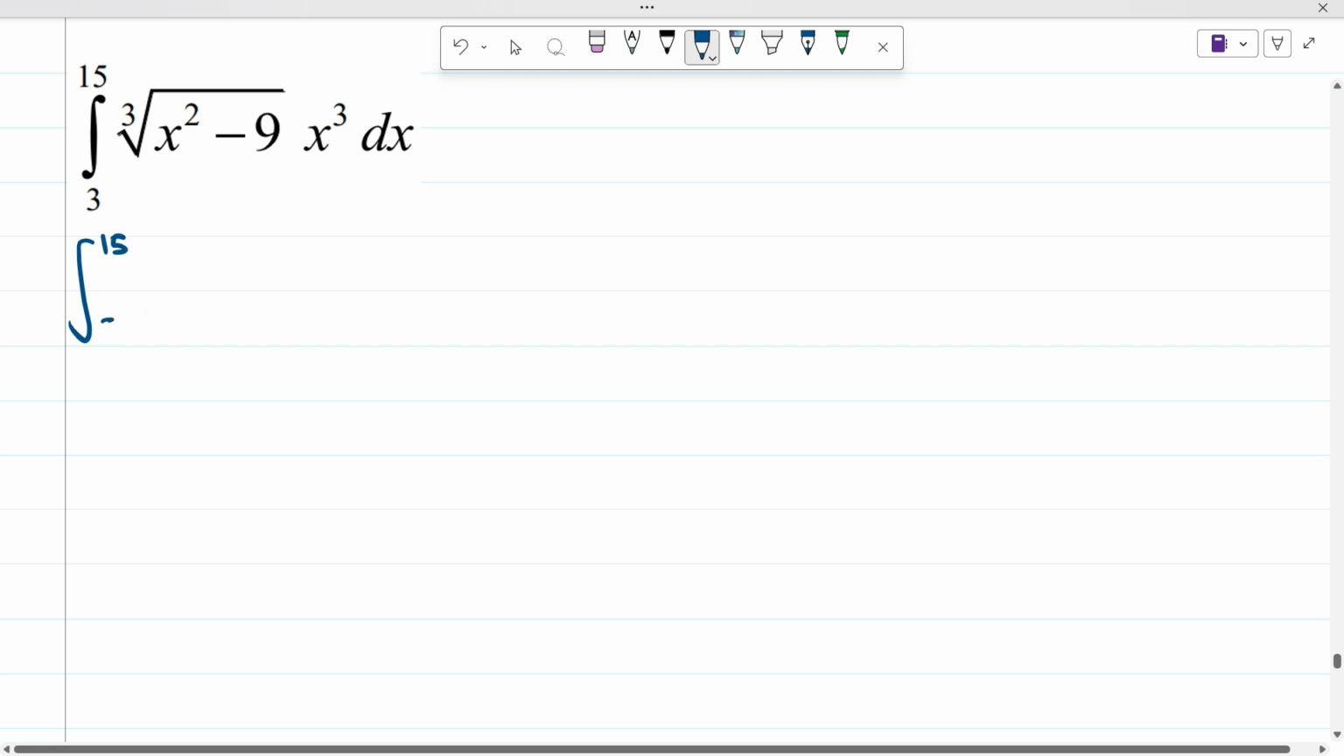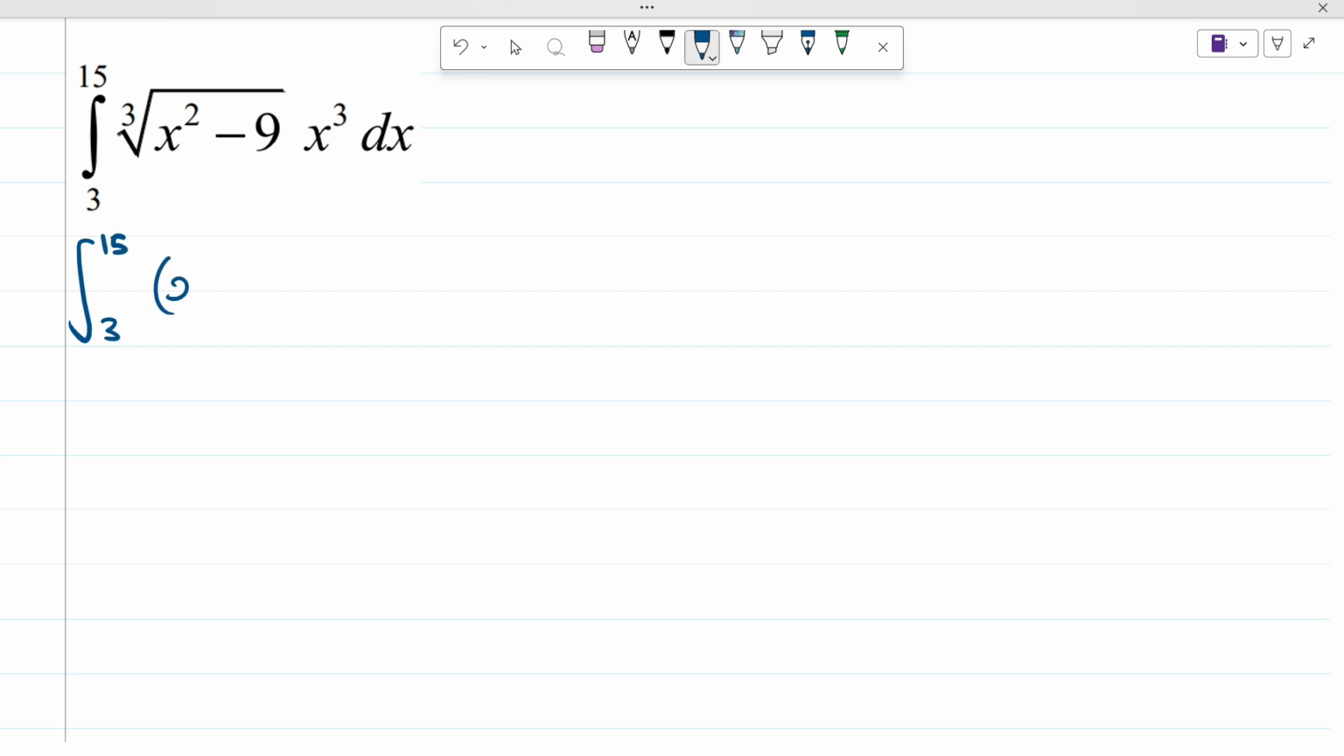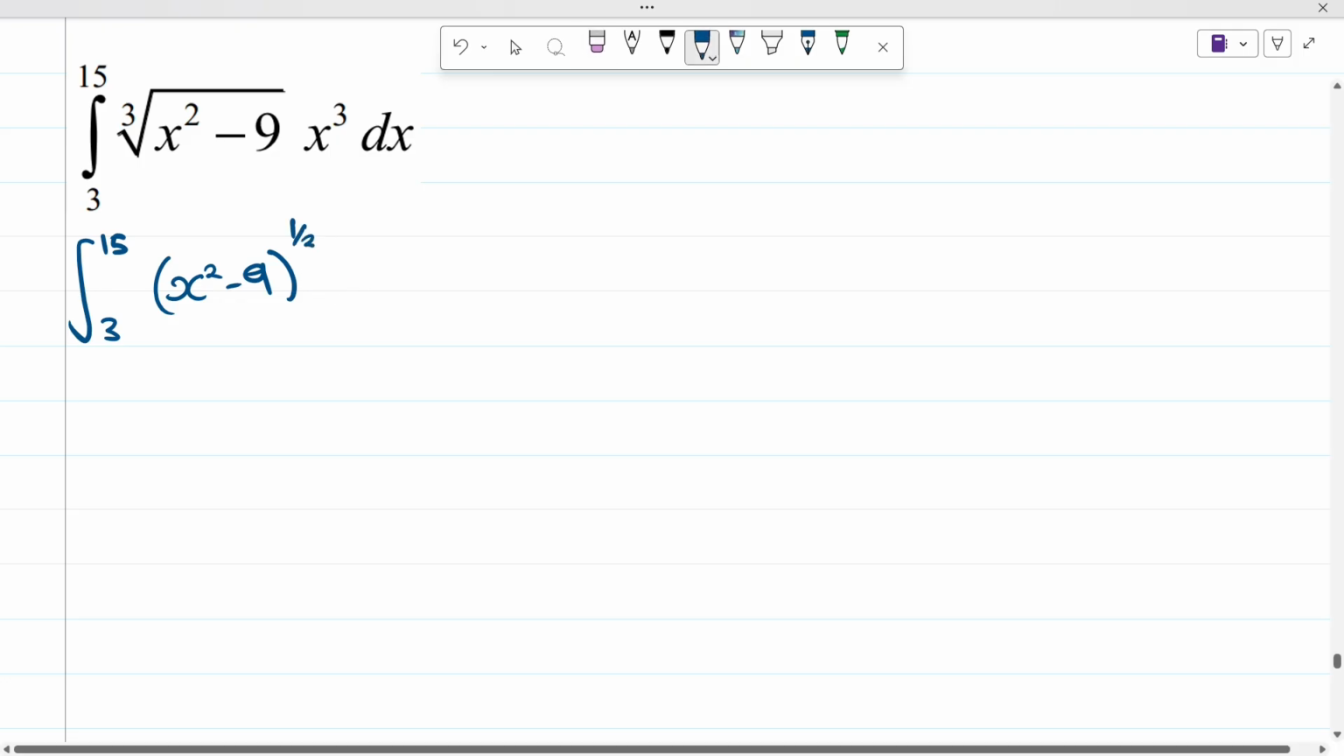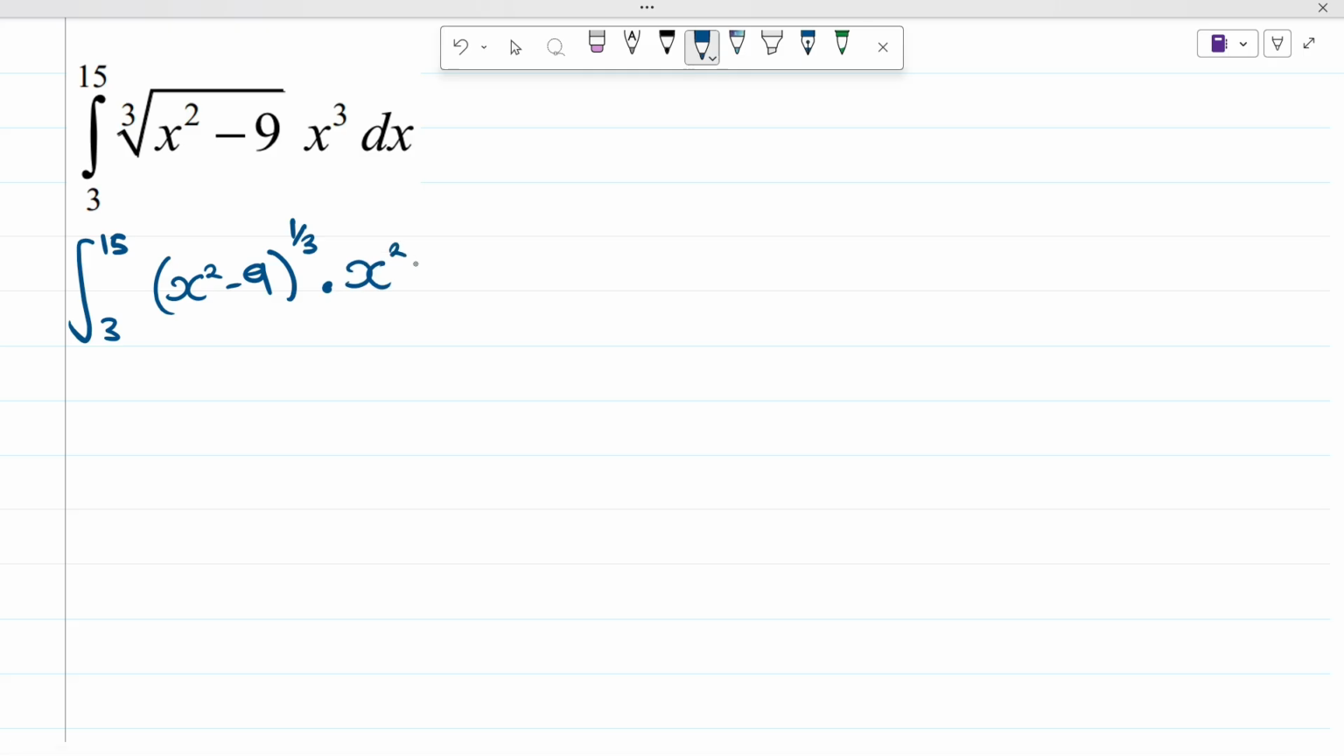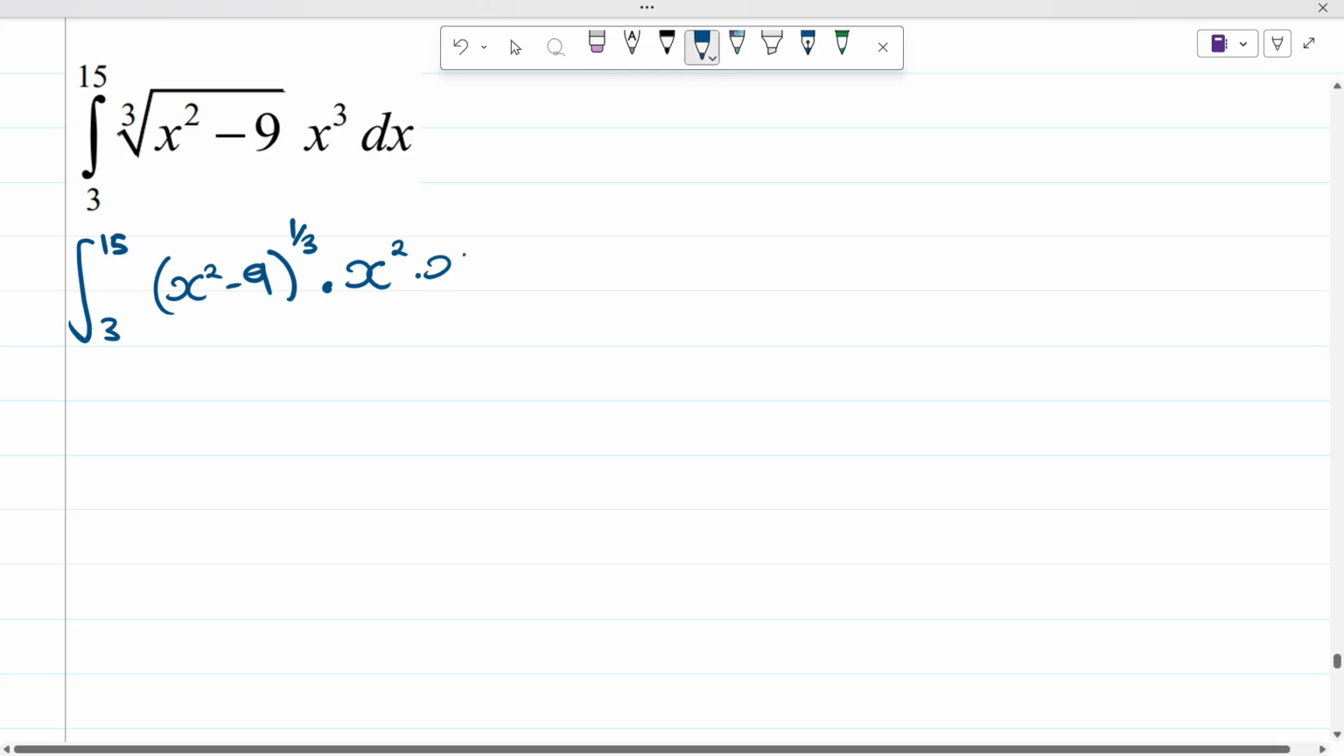So 15, 3, and then x squared minus 9 to the power 1 over 3, multiplied by x squared, multiplied by x dx. I'm doing this because I can see what's going to happen when we let our u, so I don't want to go back. So now we can let our u be equal to x squared minus 9.